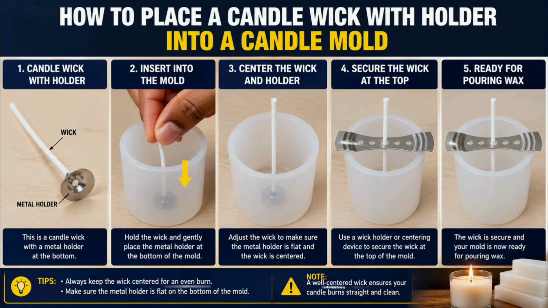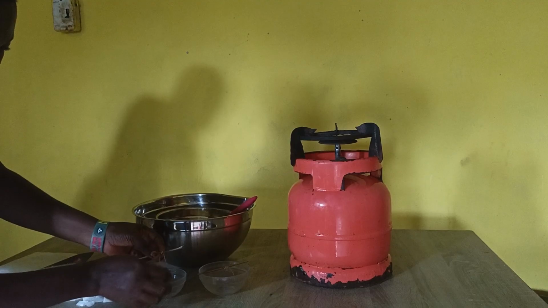You get your mold, get the candle wick with the metal holder underneath, put glue underneath it and put it at the center of your mold. Make sure it's centralized. Then you get a sustainer, they call it candle wick sustainer, put it on top so that your wick will be at the center. Then you're ready to go.